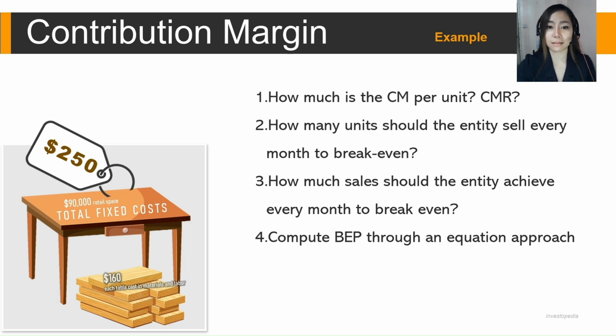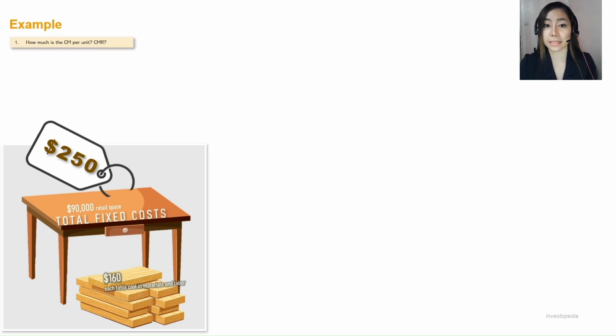And how much sales should the entity achieve every month to break even? And compute the break-even point through an equation approach. Now let's answer the first question. How much is the CM per unit and the CMR?